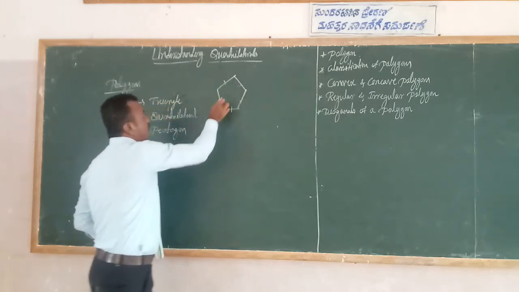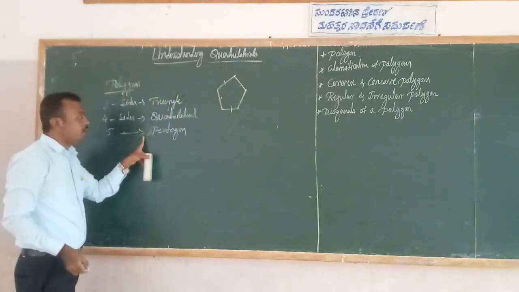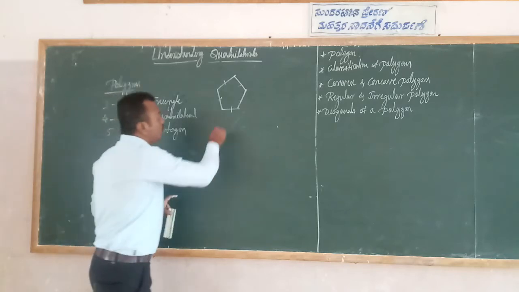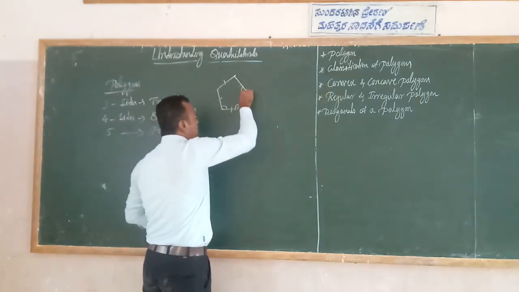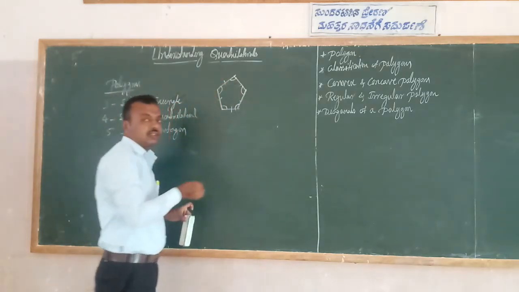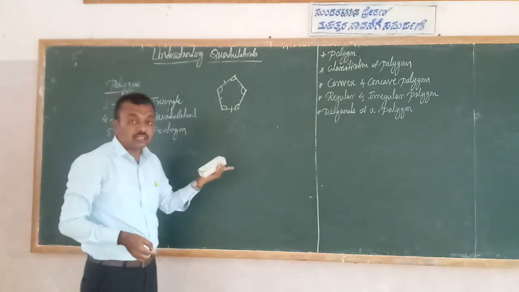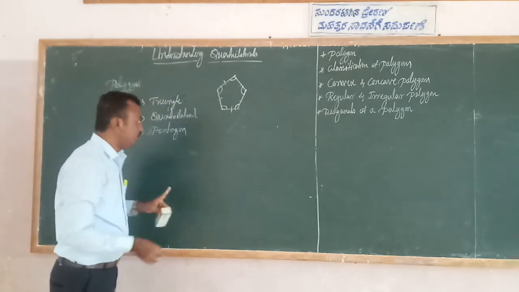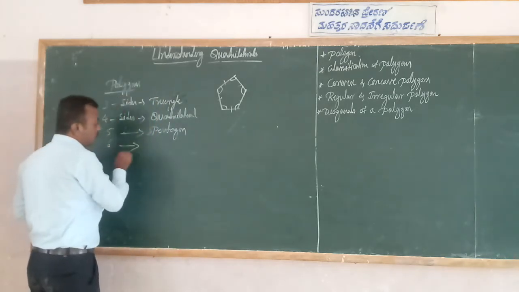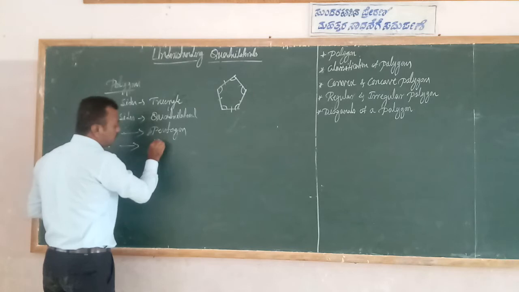How many sides are there? Five sides. Therefore, it is called a pentagon. And how many angles are there? Five angles, five sides and five angles. Four sides, four angles is called a quadrilateral. Five sides and five angles is called a pentagon. Like that, six sides is called what? Hexagon.